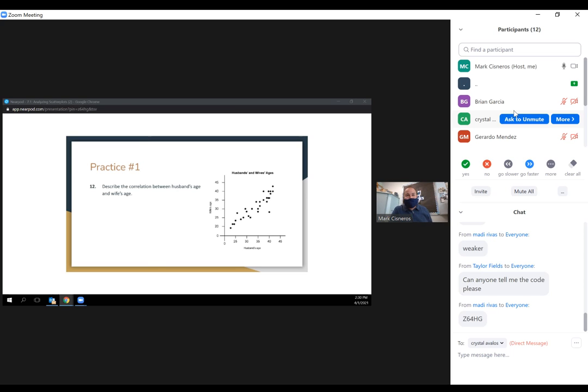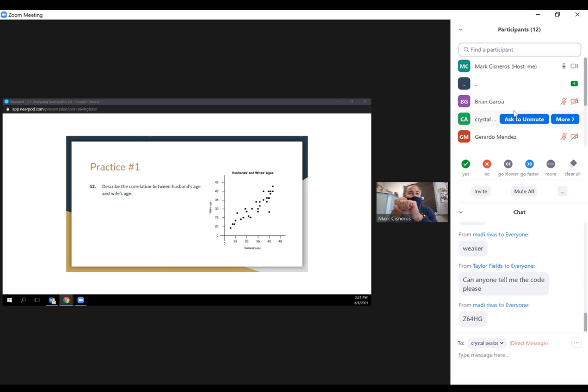What's the correlation? We need to talk about three things: the strength, which direction it's going, and what form it's in. Is it either linear or nonlinear? So how strong is it? Somewhat strong. Okay. Which direction is it going? Positive or negative? It's positive for sure.